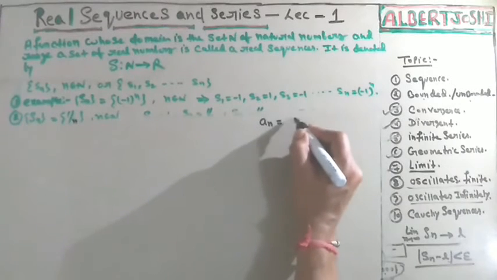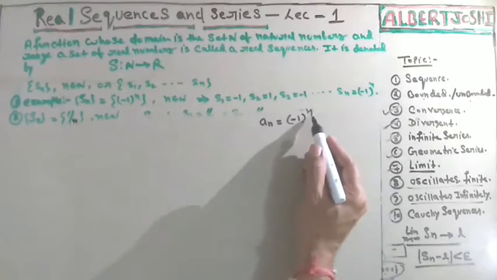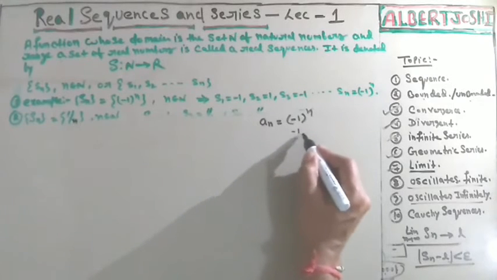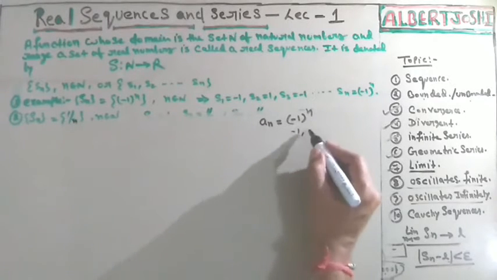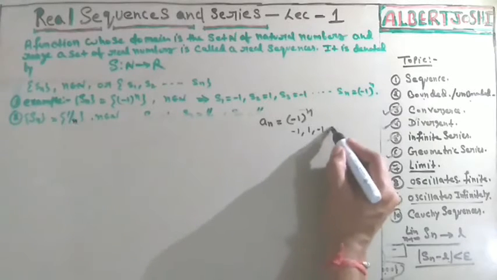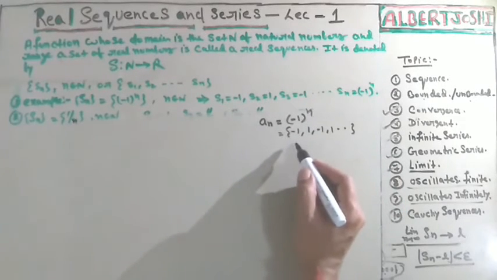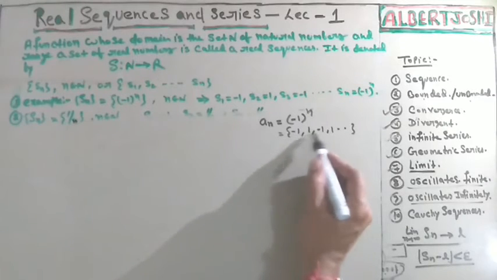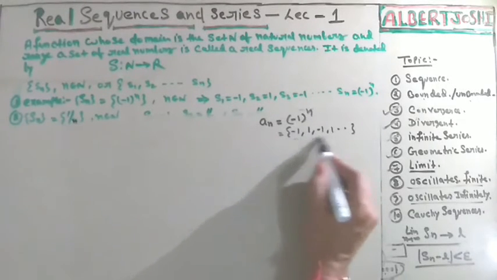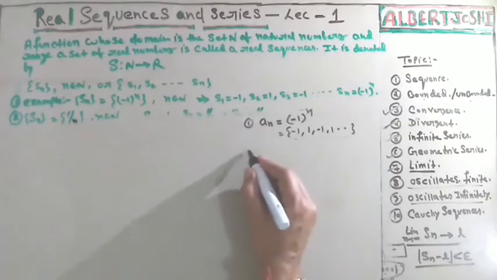Let the first example be a_n is equal to minus 1 to the power n. Already we have discussed. If you put n is equal to 1, then you are getting minus 1. If you put n is equal to 2, then you are getting 1. n is equal to 3, then minus 1. n is equal to 4, then 1, up to so on, such type of series. In this condition you have only two values, minus 1 and 1. So this is example number 1 about the sequence.